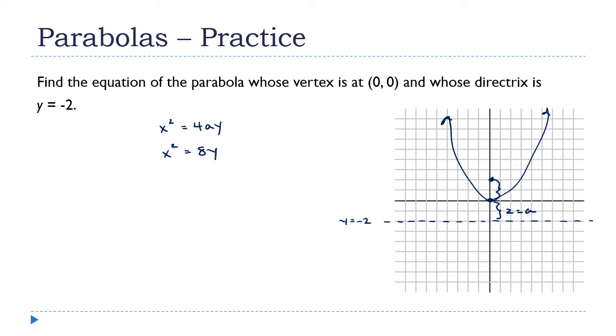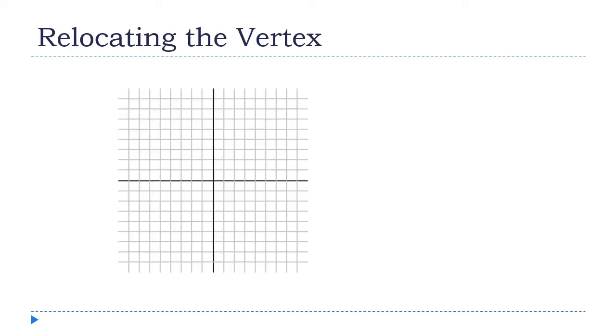And that's it. There's my equation, right? That's all I was looking for. Okay. So suppose I want the vertex to be somewhere else. Well, here's what I'm going to do. If I want my vertex to be over here, let's call this point (h, k).